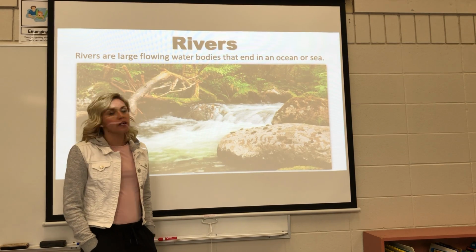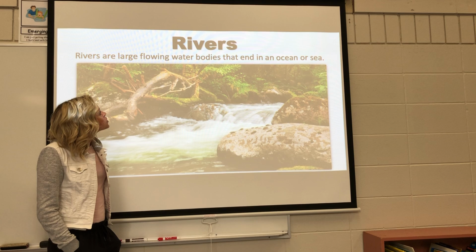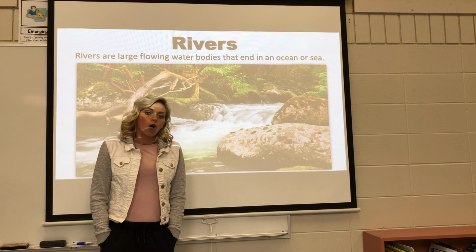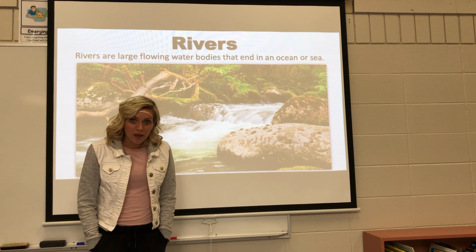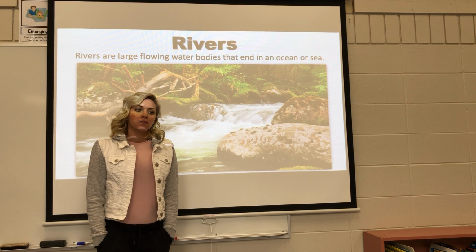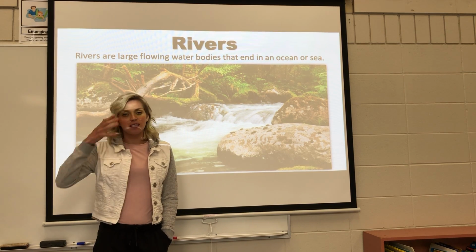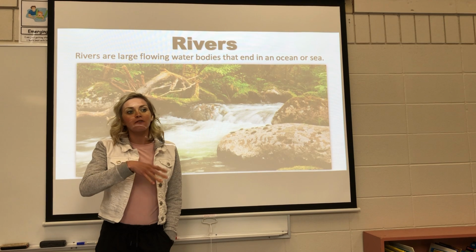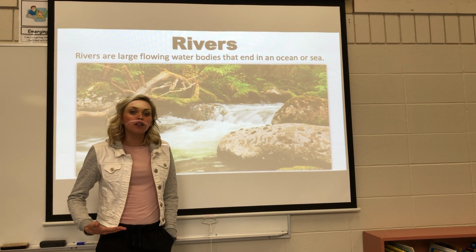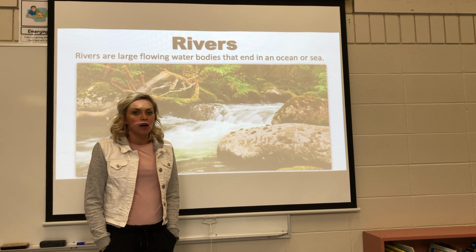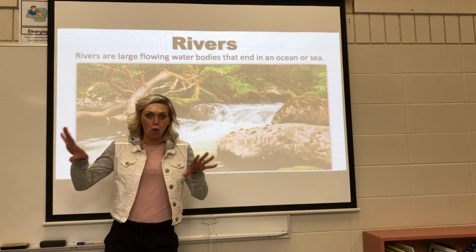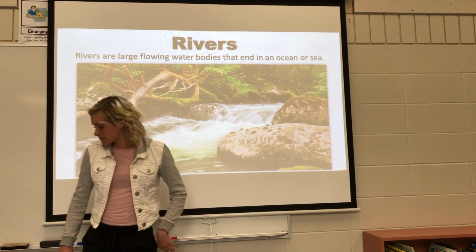The next one is rivers. Rivers are large flowing water bodies that end in an ocean or the sea. So the Fraser River that we have here in BC goes all the way across BC and it ends up in the Pacific Ocean. And it flows and it moves the water. That's where our salmon go, in the rivers before they're released out into the ocean. So rivers are flowing bodies of water. So the water is constantly moving.